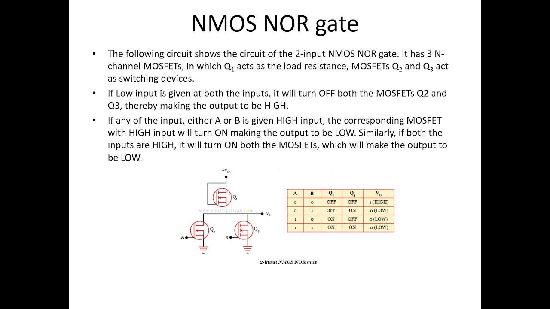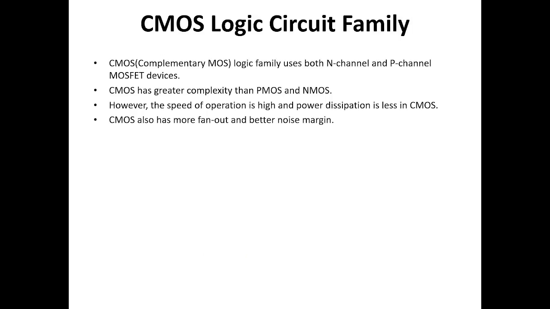If any of the inputs, either A or B, is given a high input, the corresponding MOSFET with the high input will turn on, thus making the output low. Similarly, if both the inputs are high, then it will turn on both the MOSFETs, which will make the output low. This we can clearly see in the truth table also. Thus, the NMOS circuits are over.